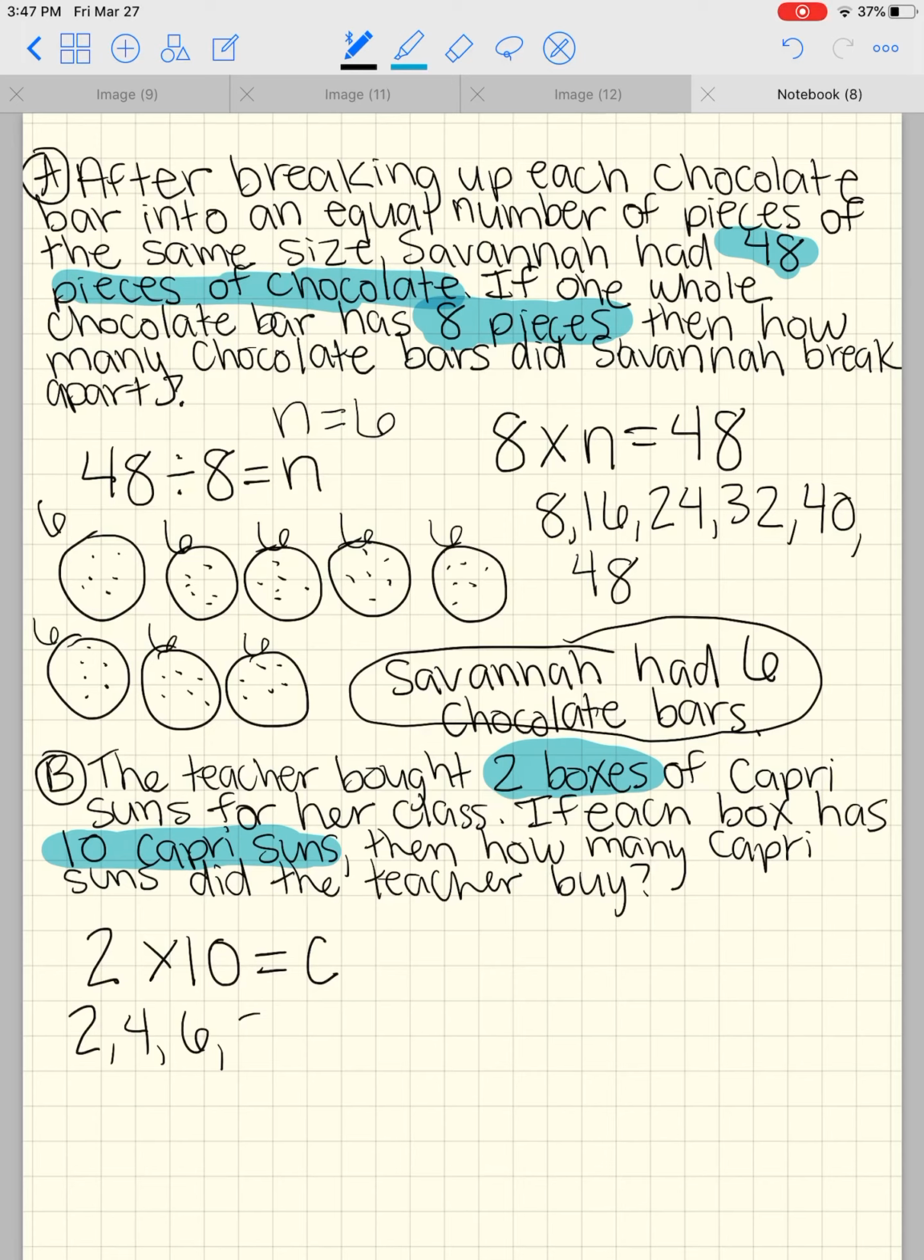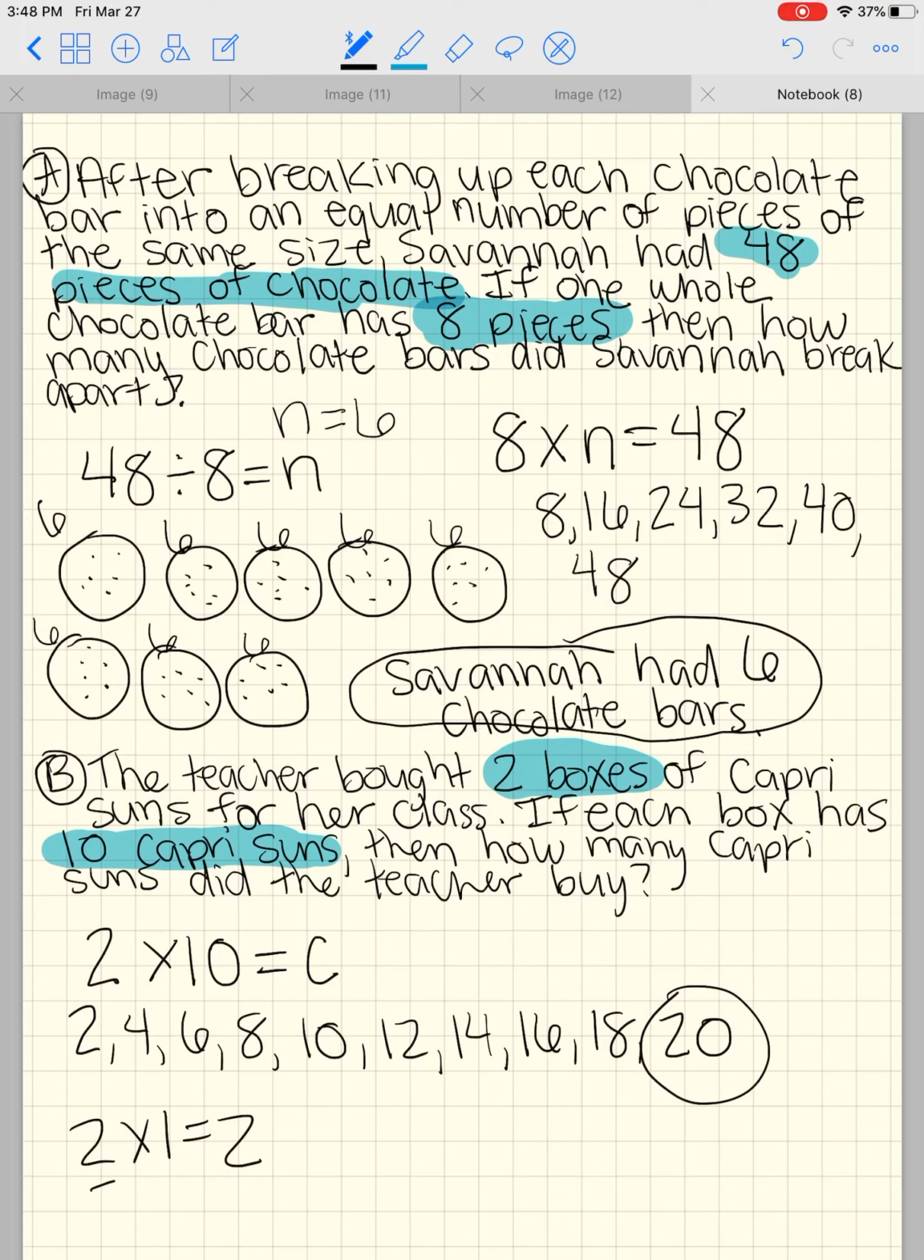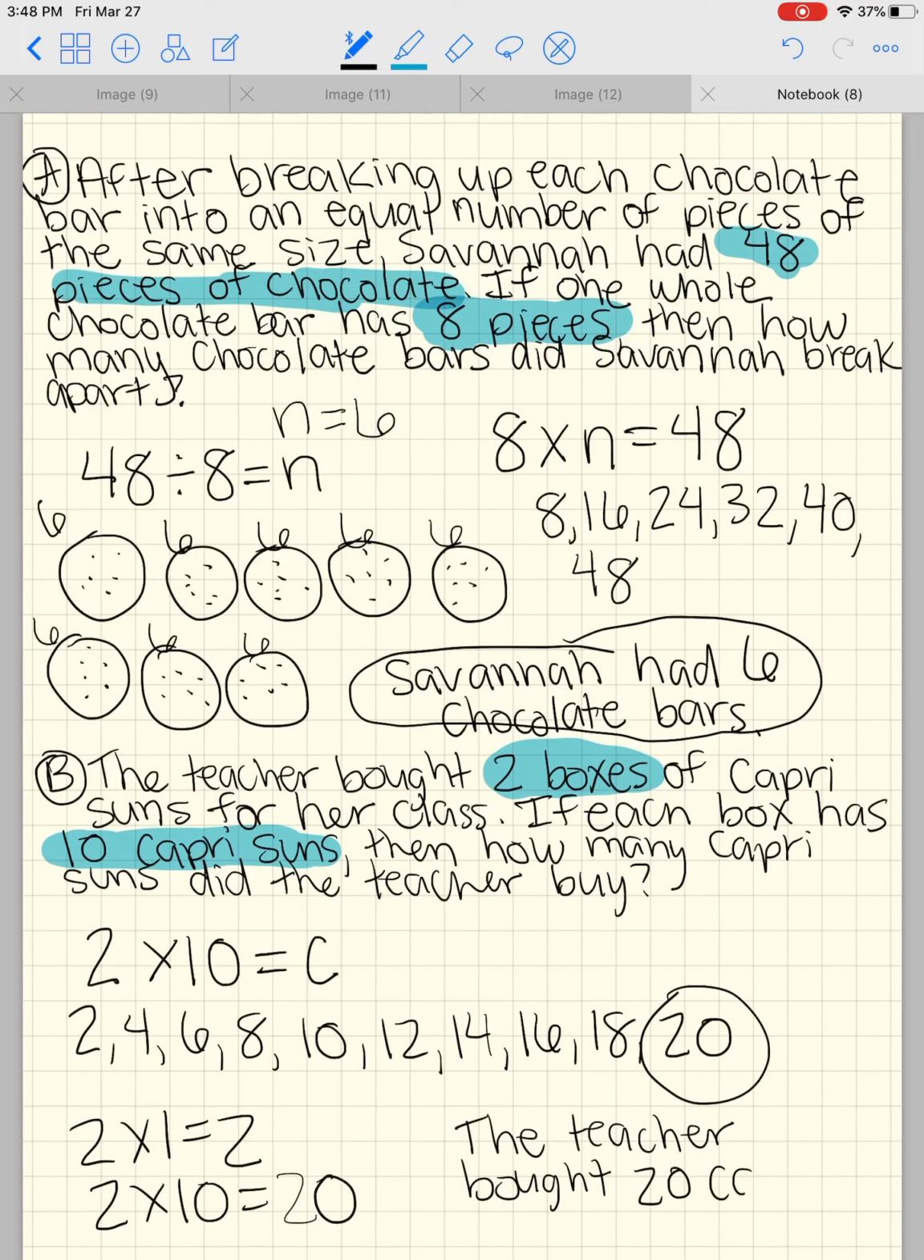2, 4, 6, 8, 10, 12, 14, 16, 18, 20. I skip counted 10 times by 2 and I got to 20. I could also know that 2 times 1 equals 2, so that 2 times 10 equals 20. So how many Capri Suns did the teacher buy? The teacher bought 20 Capri Suns.